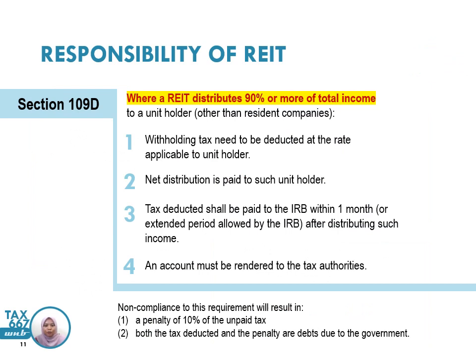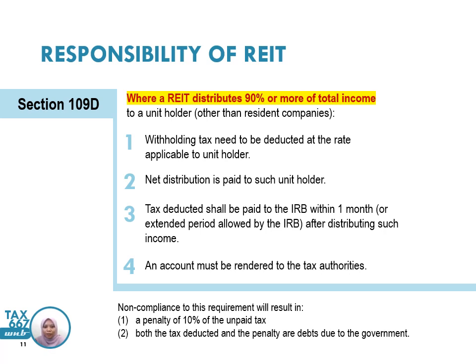Next, we are going to look at the responsibility of REITs as required by section 109D. Apa yang REITs perlu buat seperti keperluan section 109D. So, dia stated that where a REIT distribute 90% or more of total income to a unit holders, kiranya dia dah dapatlah pengecualian cukai untuk tahun tu, tapi pengecualian cukai tu comes together with some responsibility.